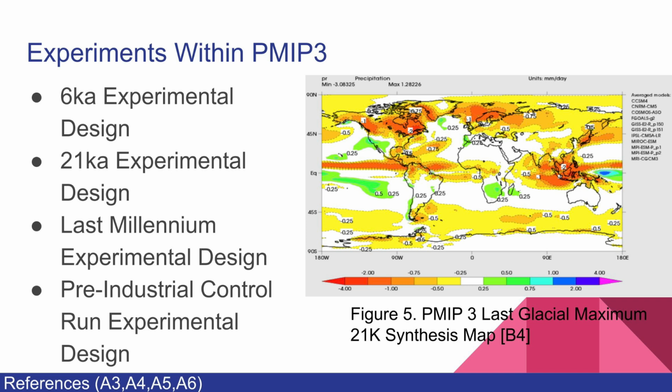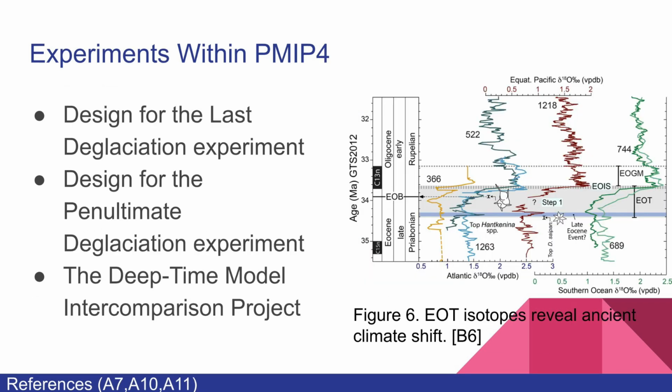Figure 5 on the right is a map displaying the average global temperatures during the last glacial maximum, which occurred on the Earth 21,000 years ago, and is connected to the 21Ka experimental design. PMIP-4 is involved in a multitude of experiments specifically for CMIP-6, spanning from multiple eras of Earth history from the mid-Pliocene warm period to the last millennium period.